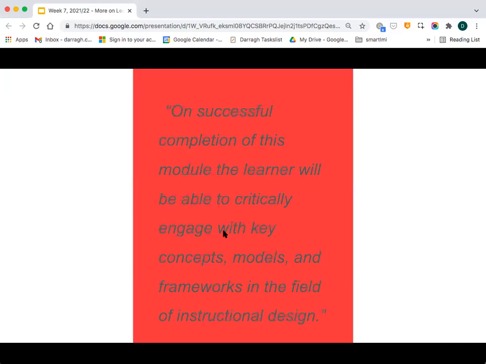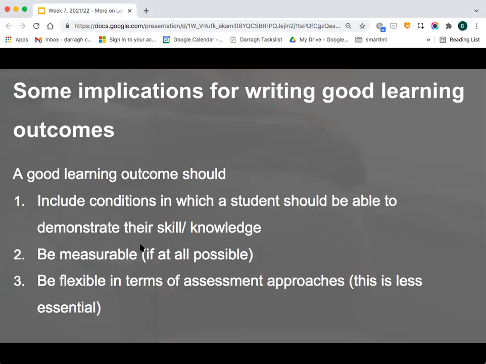So on successful completion of this module, learners will be able to critically engage with key concepts, models, and frameworks in the field of instructional design. You can see there we have the action verb, in that learners will be able to, I guess, critically engage. We have the learning statement, which is the learning that will be demonstrated in the performance. And we also have a broad statement of the standard for acceptable performance. So the entire thing really is that last part. By the end of this, they will be able to critically engage with key concepts, models, and frameworks in the field. So that is the broad statement of the standard for acceptable performance.